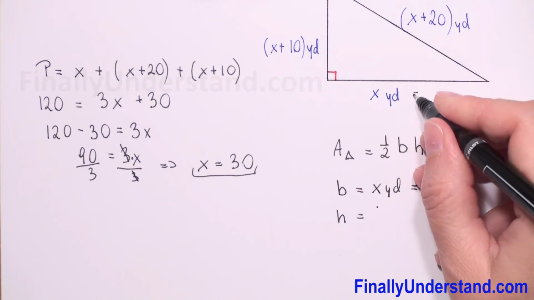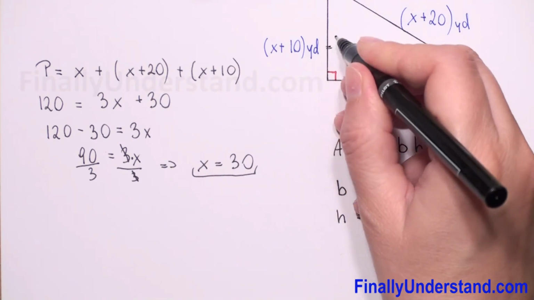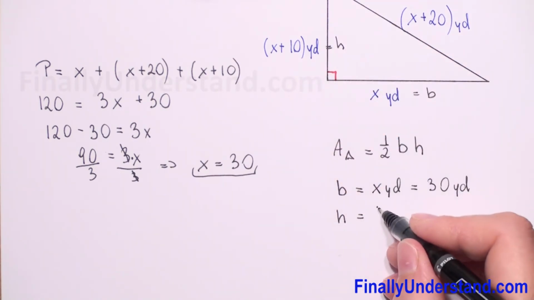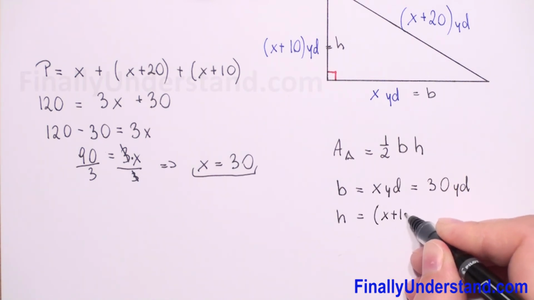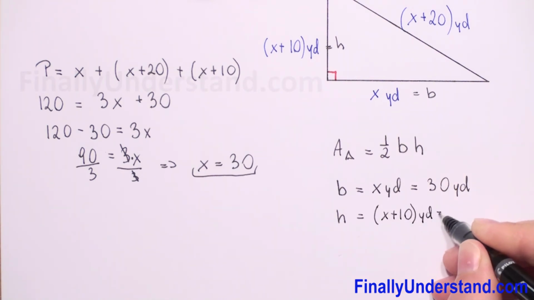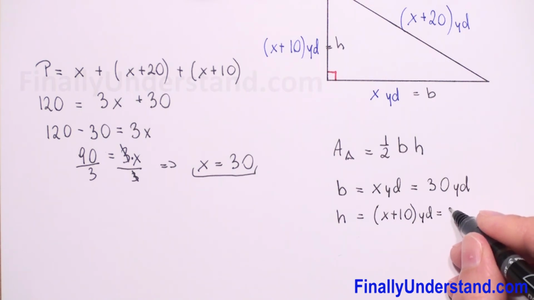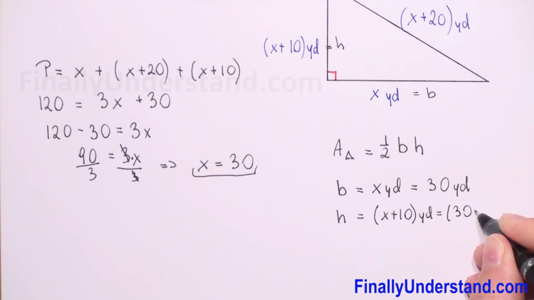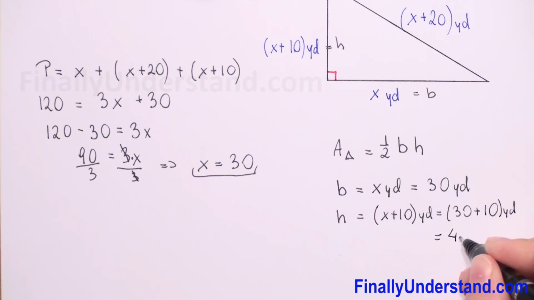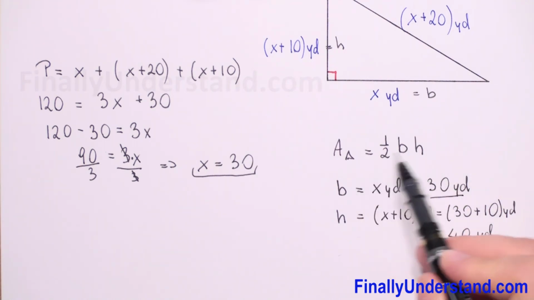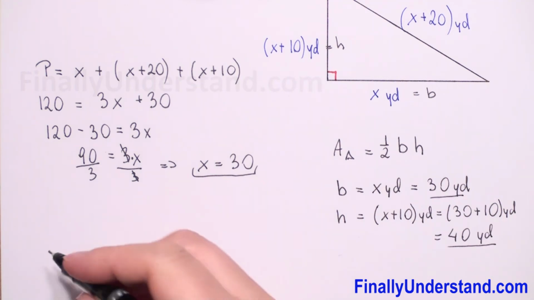this is our base, this is our height, is equal x plus 10 yards. So this is equal 30 plus 10 yards. So this is equal 40 yards. We have base, we have height, so now we can come back to our formula for area of triangle.